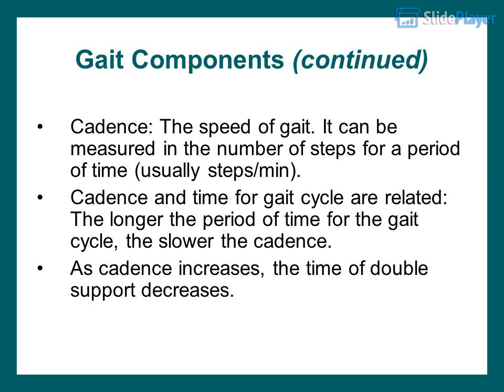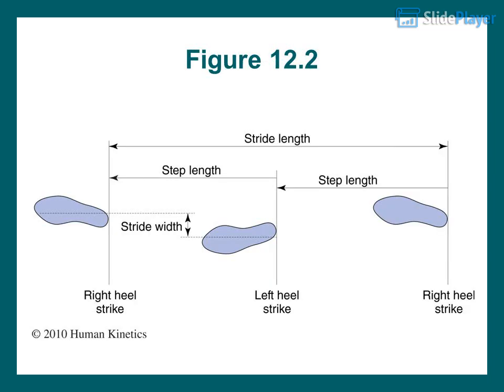Cadence and time for gait cycle are related. The longer the period of time for the gait cycle, the slower the cadence. As cadence increases, the time of double support decreases. Figure 12.2.